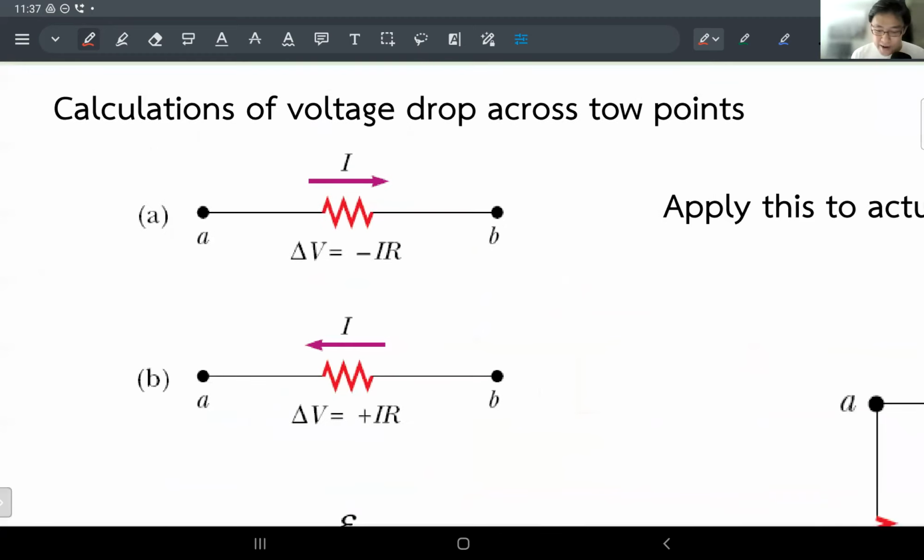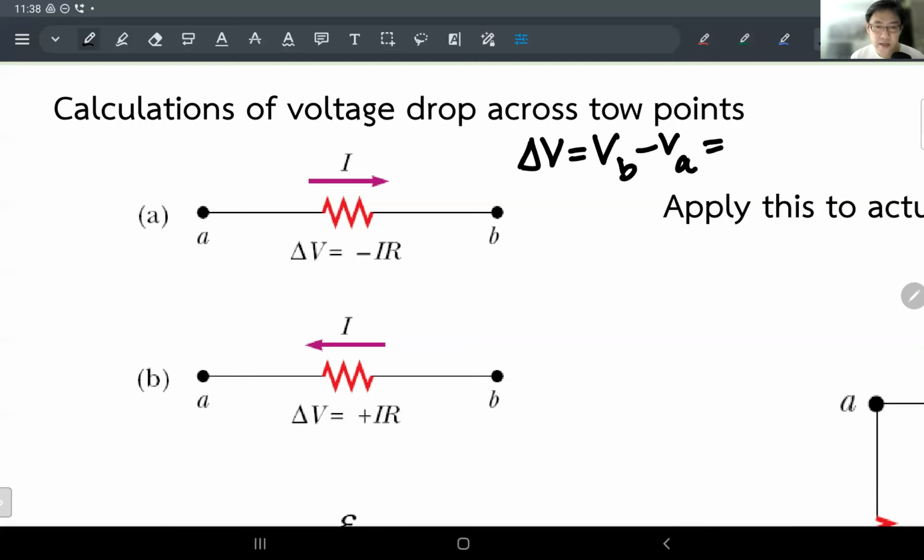Okay. Here, if you look at point A and point B, the scenario is you have a resistor with the current flowing through. And if I'm asking you, hey guys, what is the potential difference? So it means what is VB minus VA? What should be your answer, guys?